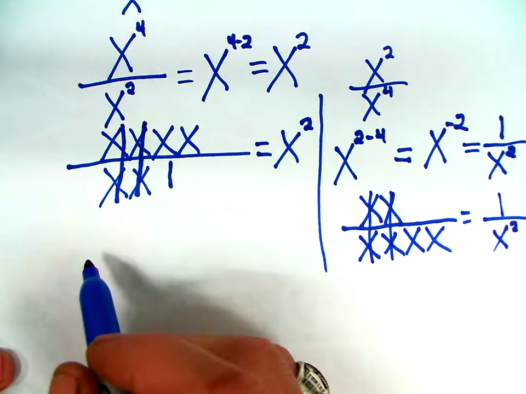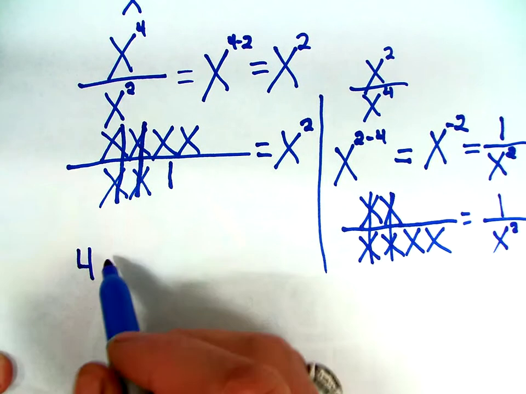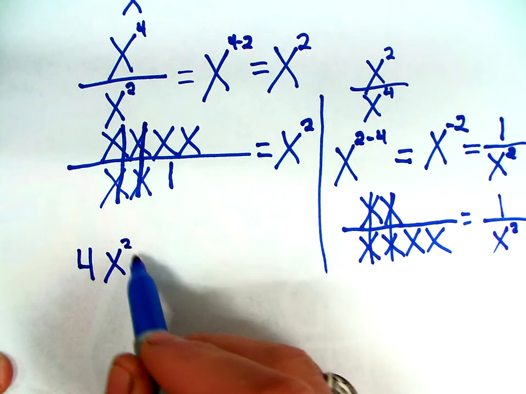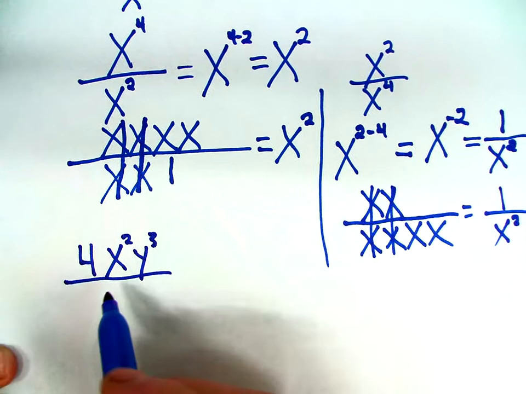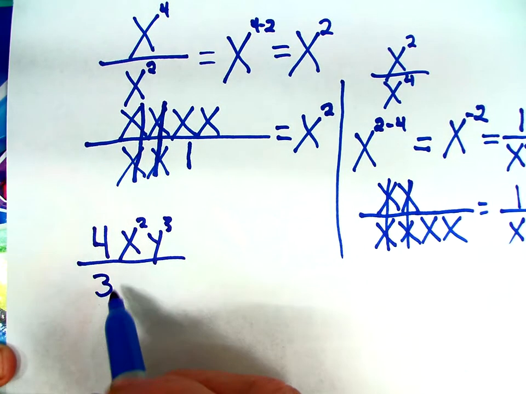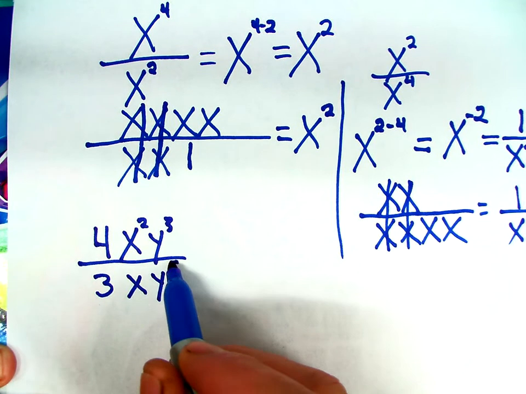Let's make it a little bit more involved now. Suppose we have 4 x squared y to the third being divided by 3 x y to the 5th.